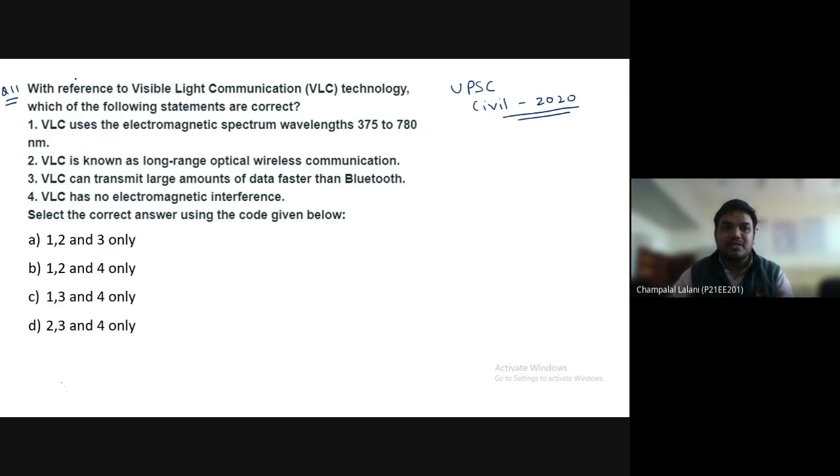Let's read out the question. With reference to visible light communication technology, which of the following statements are correct? First, VLC uses electromagnetic spectrum between 375 to 780 nanometers. Second, VLC is known as long range optical wireless communication. Third, VLC can transmit large amount of data faster than Bluetooth. And fourth, VLC has no electromagnetic interference.